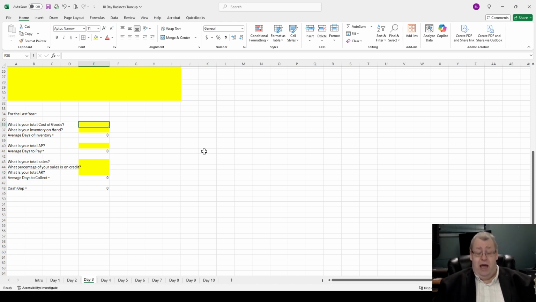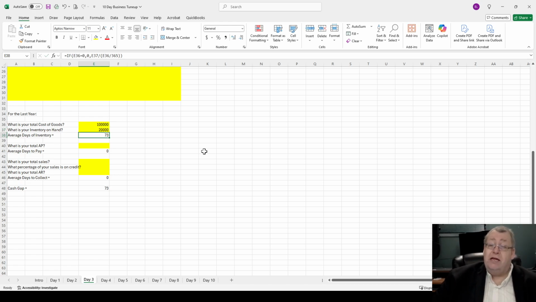So just for an example, I'm going to say last year our total cost of goods were $100,000. My inventory on hand was $20,000. So just based on this, if I have $20,000 of inventory and I sold a total of $100,000, that means roughly I have this inventory on hand for 1/5 of the year, which is roughly 73 days.